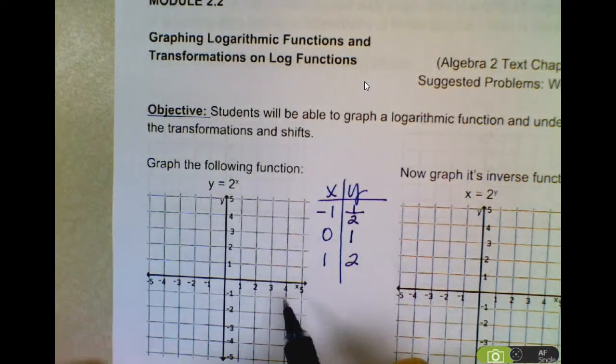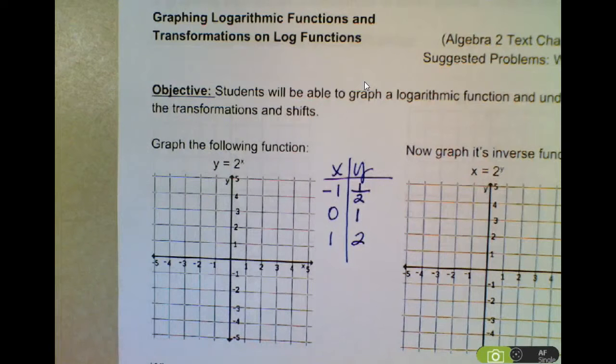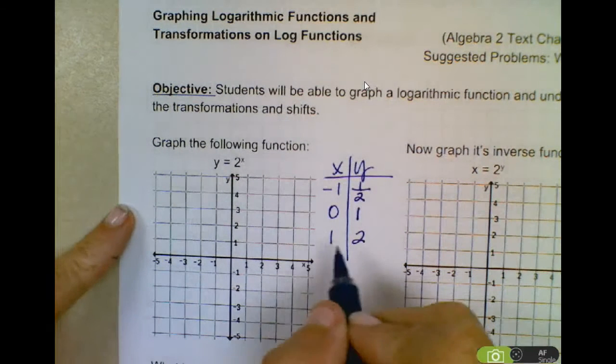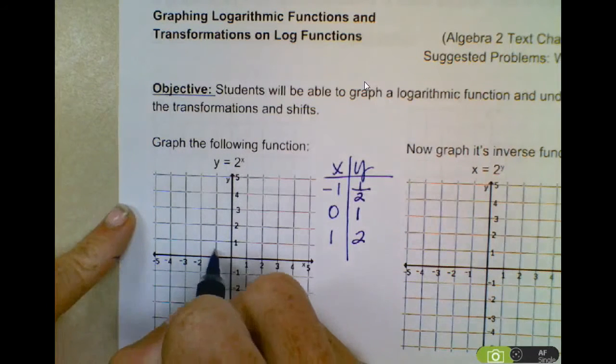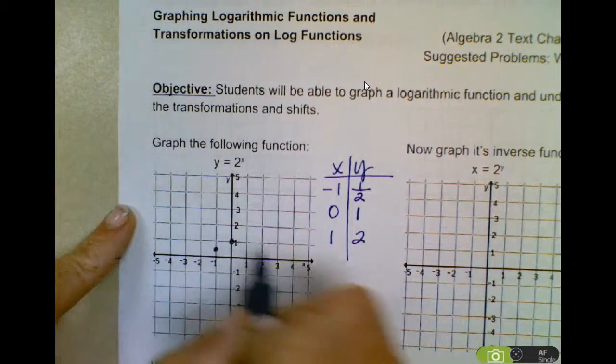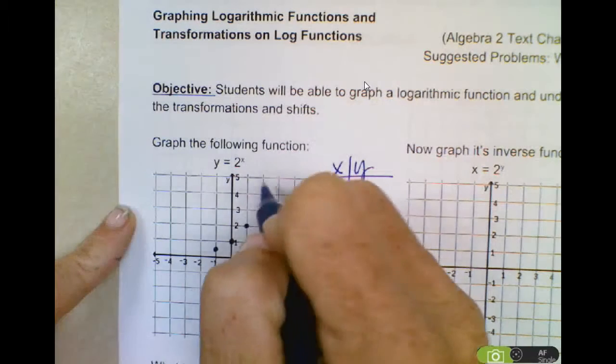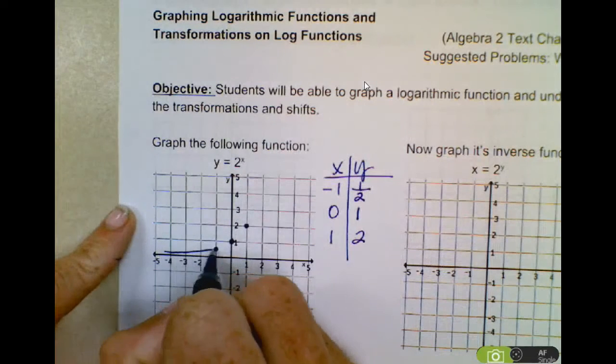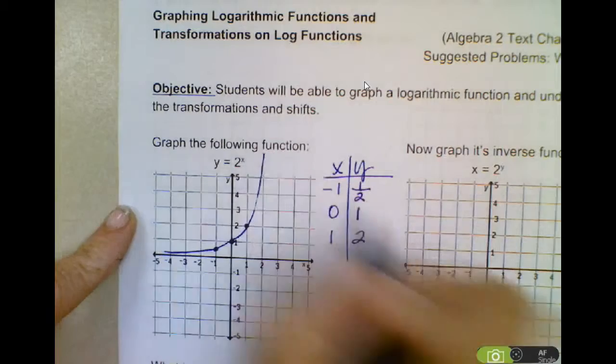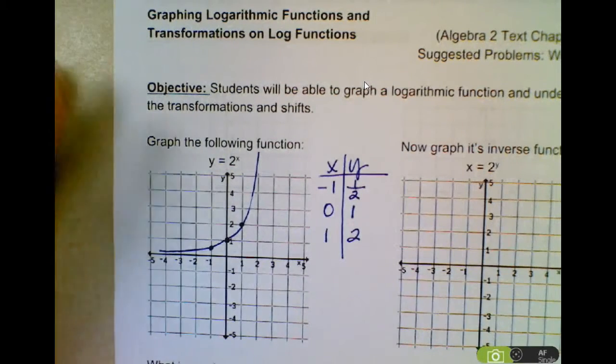So let's do a quick graph. I'm not looking for exacts on your logarithmic functions. I'm looking that you understand how they shift, where they begin, where an asymptote might be. So that's what I'm looking for. So -1, 1/2, 0, 1, and 1, 2. This probably looks familiar to you from the section on graphing exponential functions. They will look something like that.